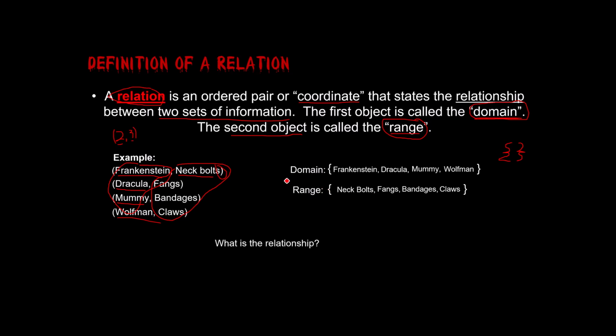Now, if I were to ask you what relationship seems to exist here, hopefully you can recognize that you're looking at a character or creature and whatever their characteristic happens to be. The domain being who the character is, the range being what that character's characteristics might be. Not too bad, right?